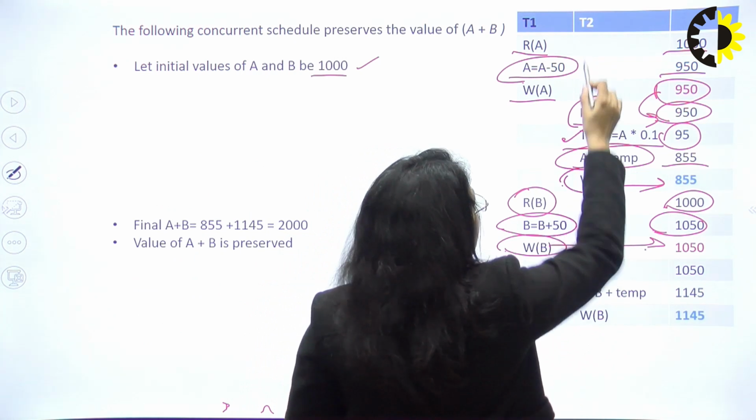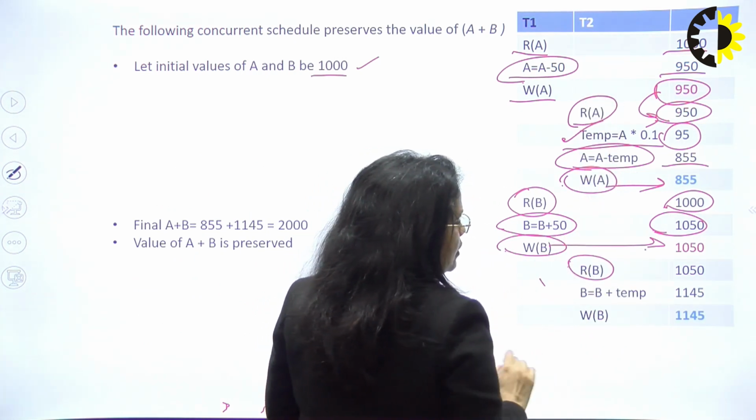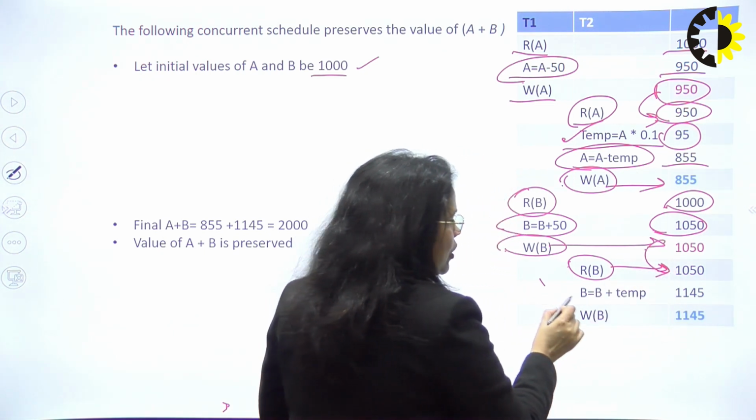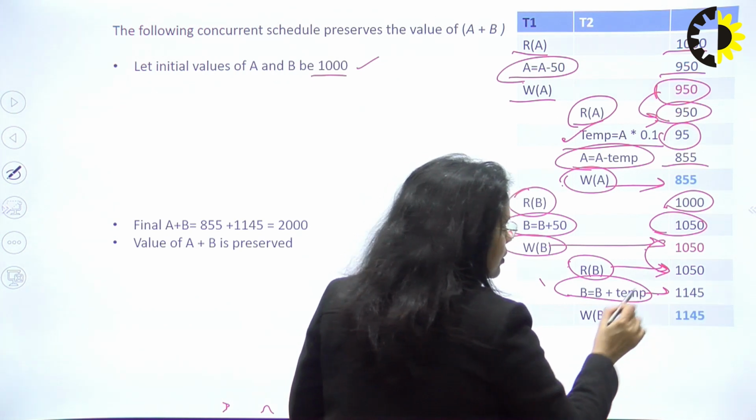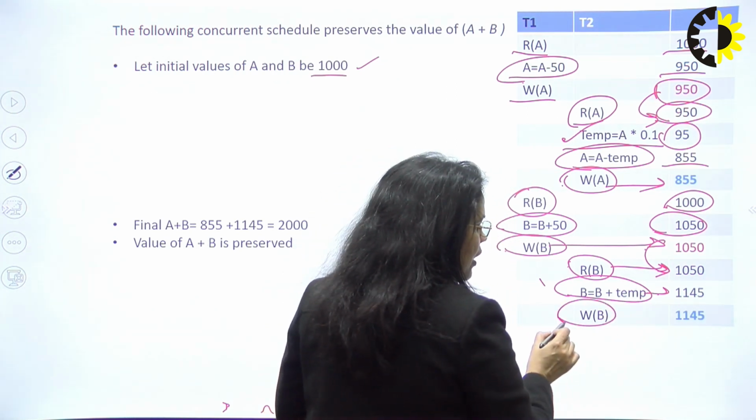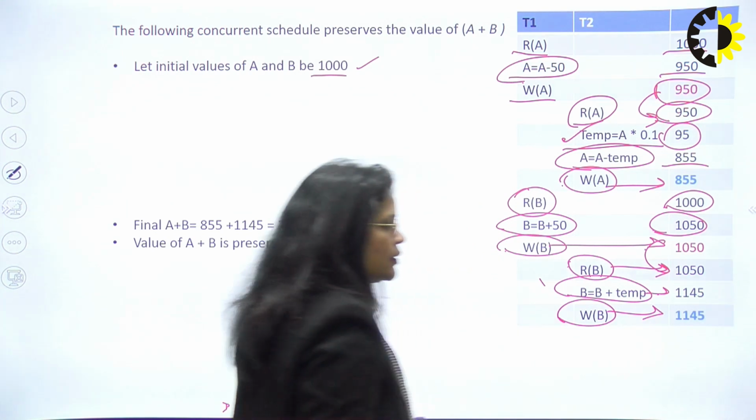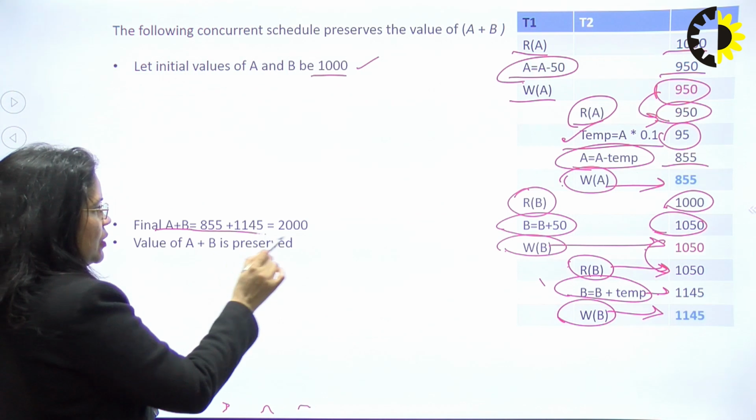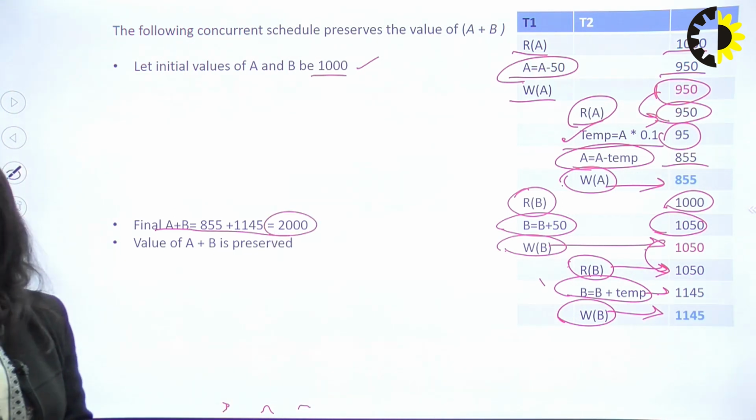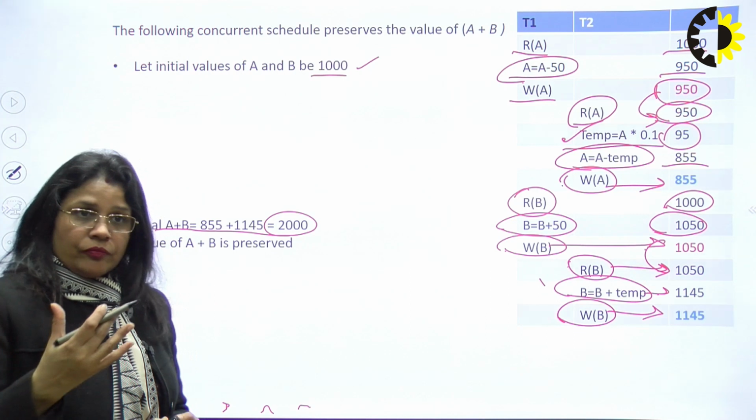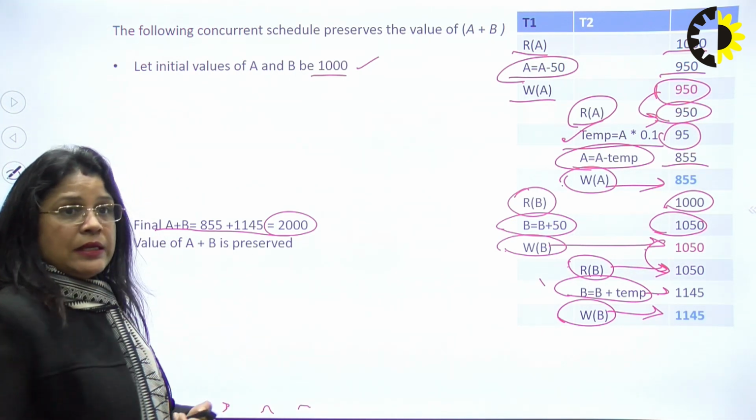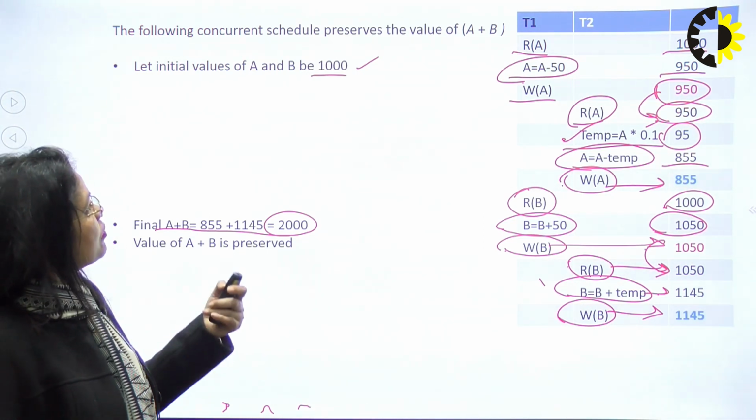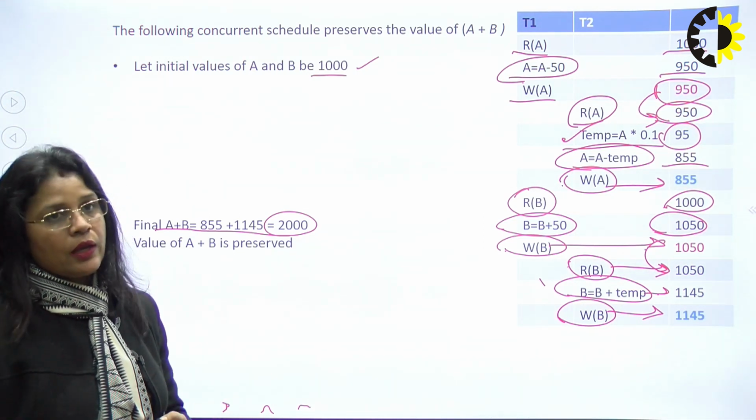So again transaction T2 is reading account B, so it will read the updated value of account B. Now temp is added in it, so here the value will be updated. If we are writing, it means we are permanently writing in the database. So if we take the sum of account A and B, it is what? It is 2000. It means consistency is maintained. So the result is consistent, right? So it is preserving the sum of A and B, right?